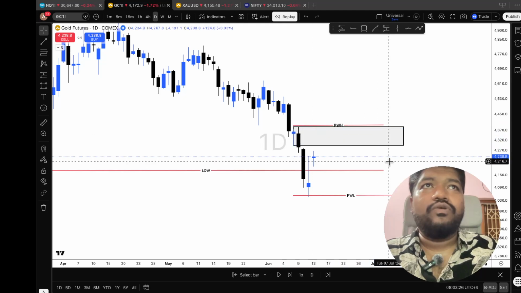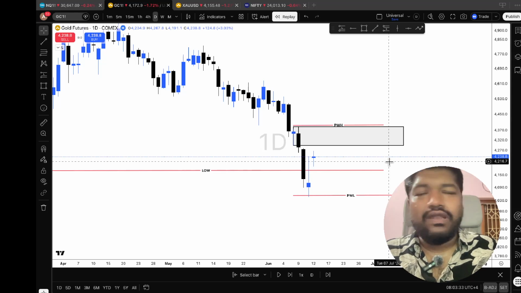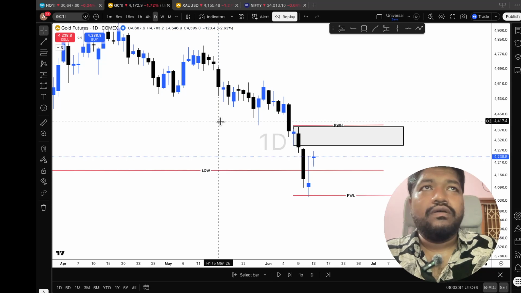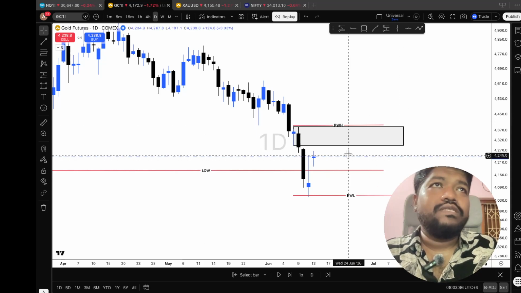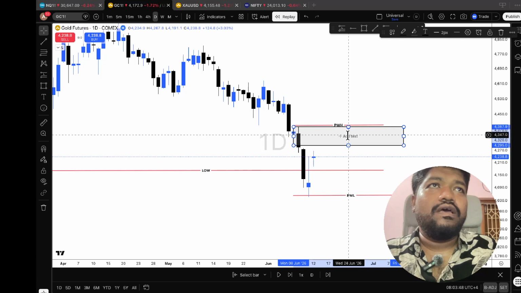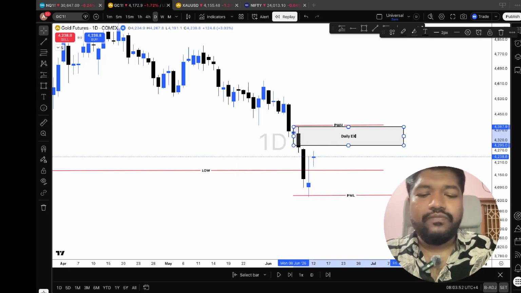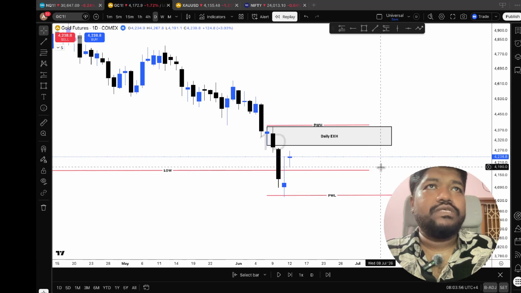I'm not using any broker chart because the broker is printing their candles as per their manipulation, you can call it, or as per their data. But this is from the commodity exchange, so I am following this chart, which is coming from the institutions. You can see this is my external high in daily. So, daily external high, and from there we should see some kind of rejection.